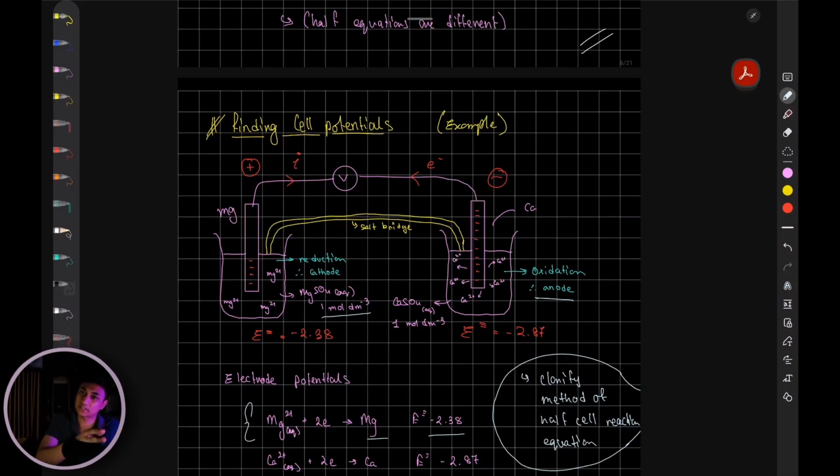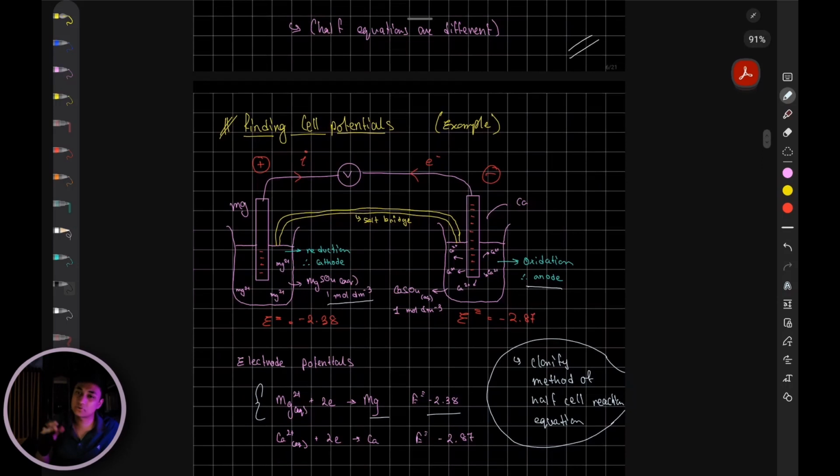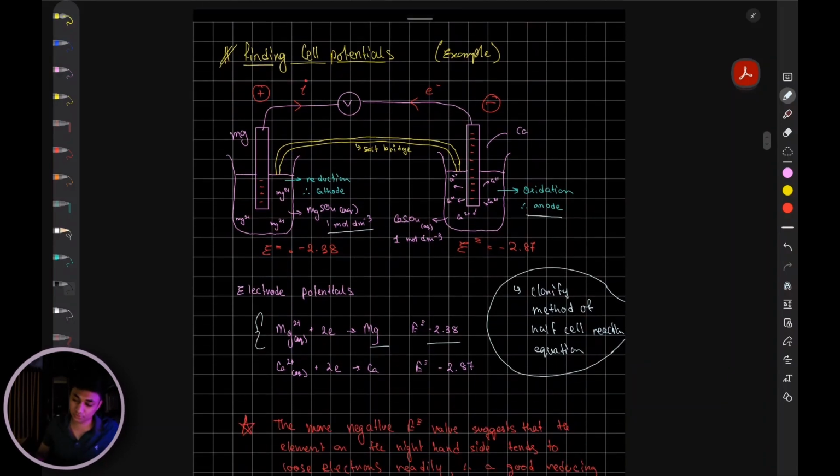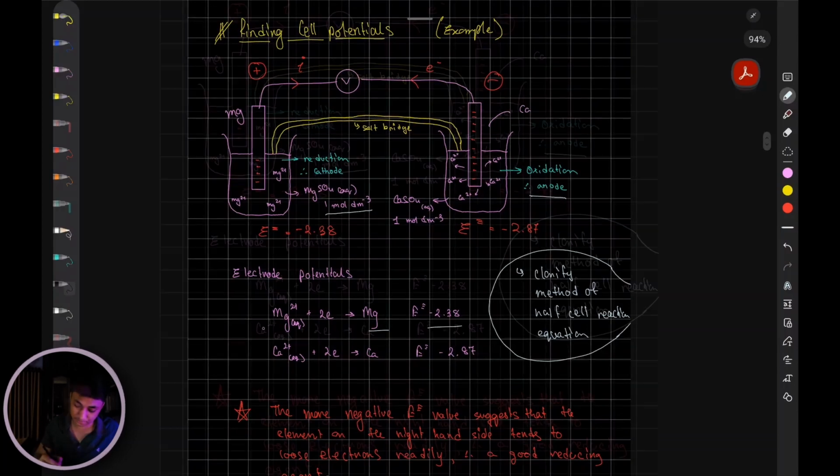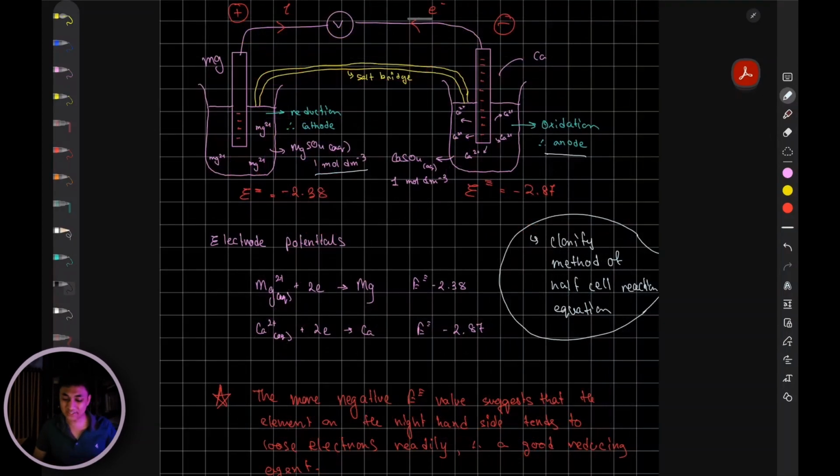Wherever the positive terminal is, the conventional current will flow from the positive terminal to the negative terminal. In case of real current, it flows from the negative terminal to positive terminal. And how do you find the positive terminal? Whichever is relatively more positive or less negative, that will be your positive terminal. Great. So those few things we are somewhat clear about. So the other thing I'll talk about is how to write the electrode potential reactions.